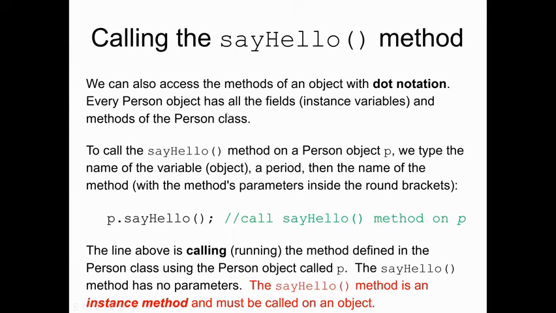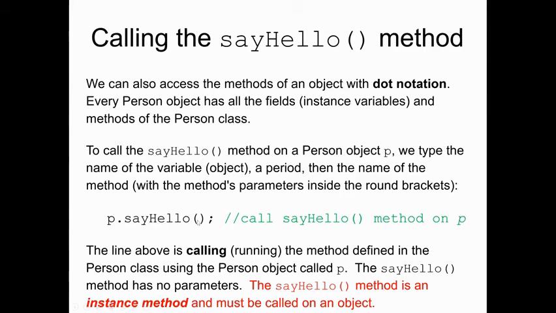Every person object has all the fields and instance variables and methods for the person class. To call the say hello method on a person object P, we type the name of the variable or the object, which is P right here, a period, also known as the dot operator, then the name of the method, say hello. And if we needed to put any parameters, we would type some values here.